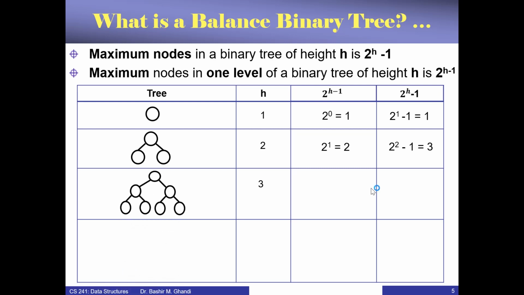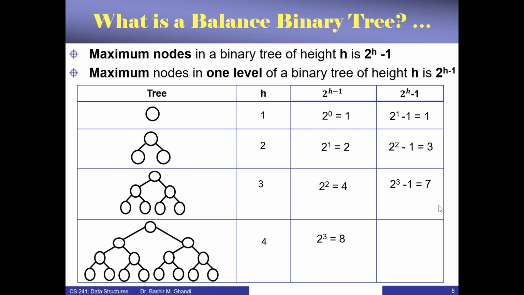Similarly, for height 3, the maximum in the last level is 4, and the total number is 7. Again, if you try the two formulas, you will see that they are both correct. Here, 2 to the power 3 minus 1, which is 2 to the power 2, is 4. Here, 2 to the power 3 is 8, minus 1, 7, and so on. This is the last example. For height equal to 4, the total number is 15, and the maximum in one level, which is the last level, is 8.